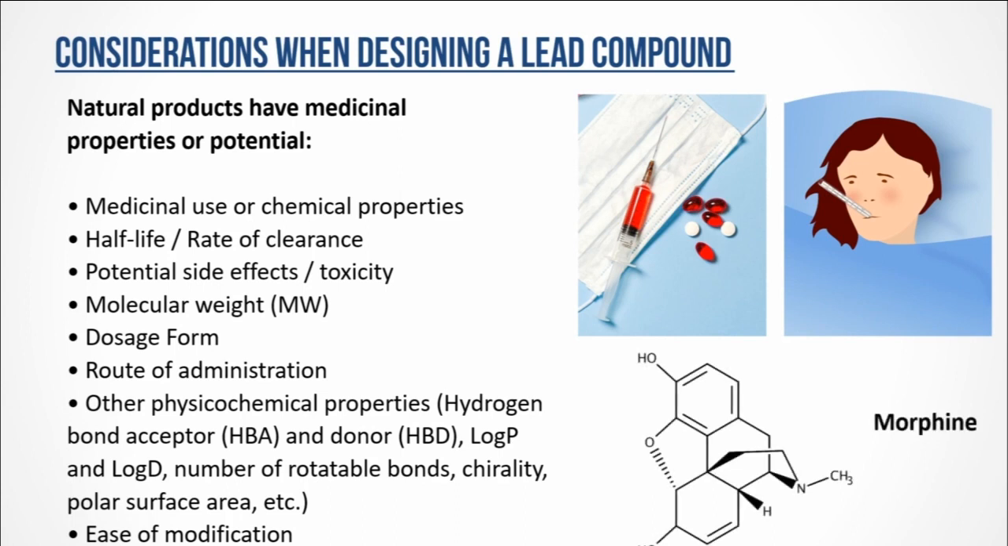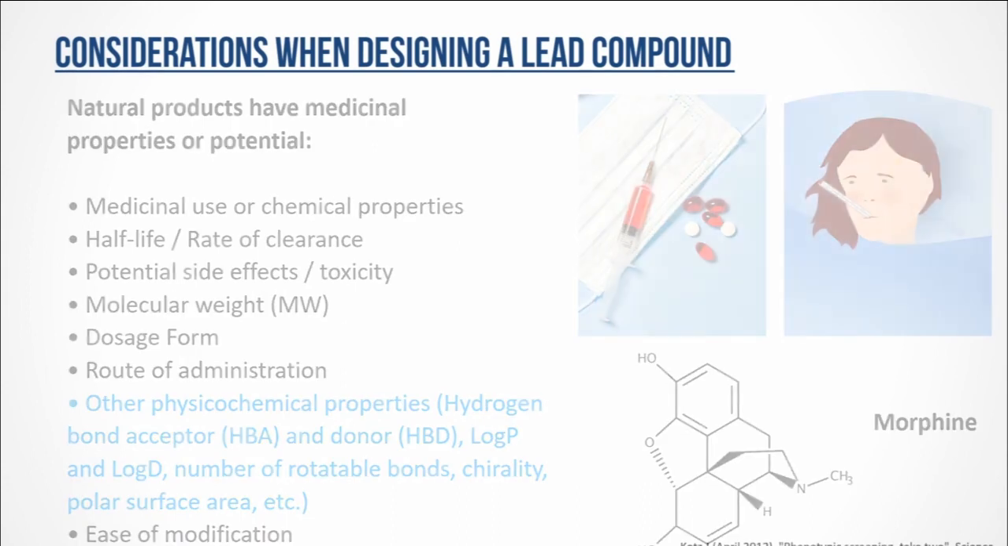For example, here, let's take the structure of morphine. How can we use this structure to modify it to something that is perhaps not as strong, not as addicting, or if it has any side effects, how can we reduce them by changing the physical or chemical structure of this compound? Let's talk about some of the physical chemical properties we need to take into consideration.